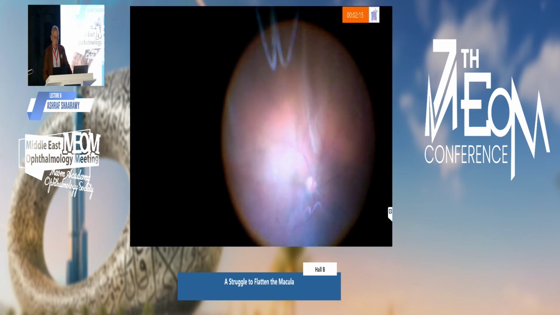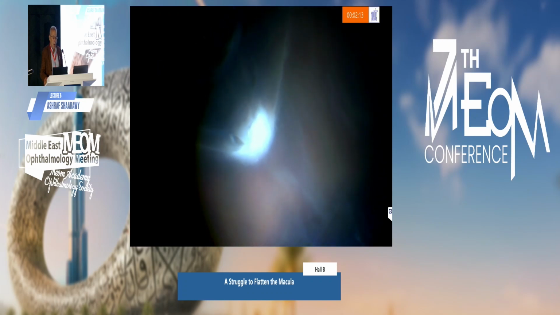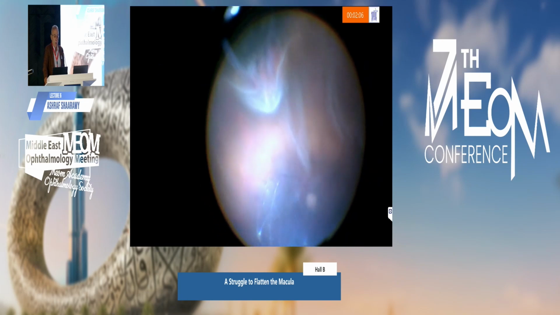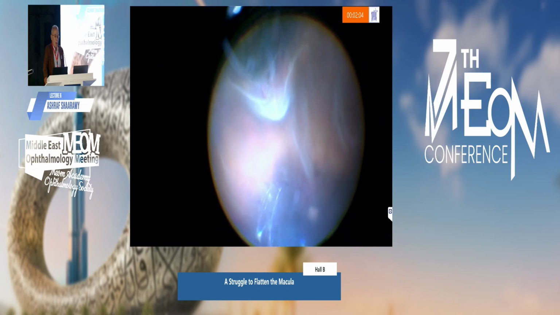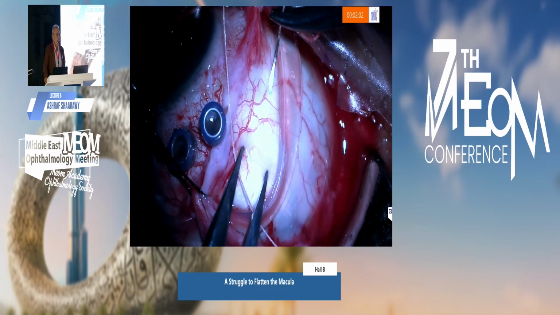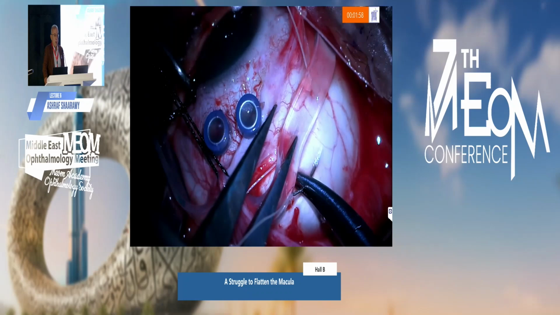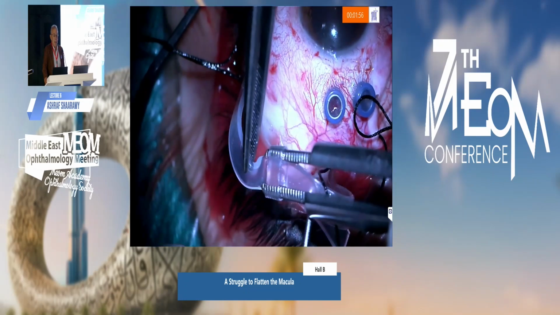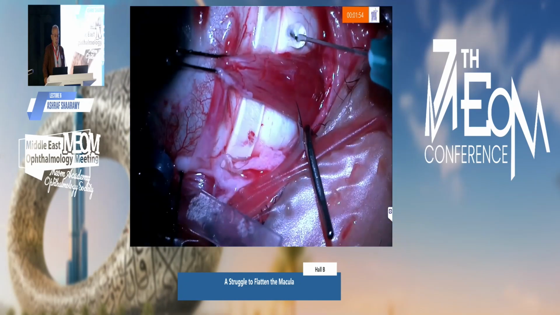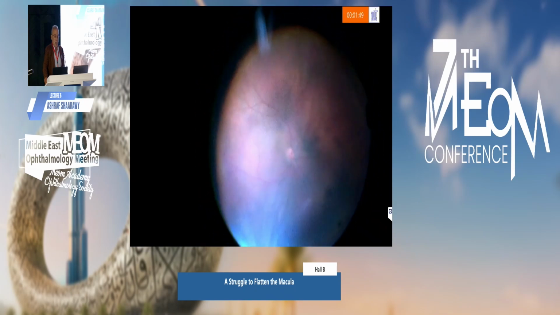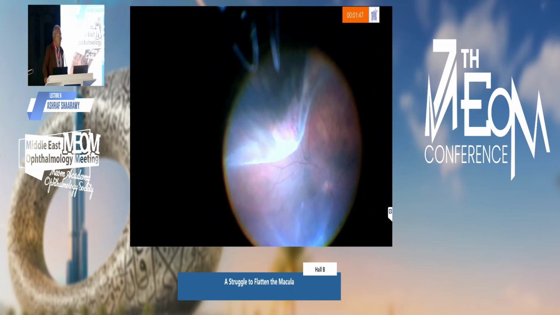And this is the surgery: chandelier assisted buckling, a break and a flap tear at the area of the ora serrata infratemporally, cryo to the break, placement of an encircling band, drainage of the subretinal fluid, and some air in the vitreous cavity to reform the pressure inside the eye. And as you can see, at the end of the surgery, the retina is flat.